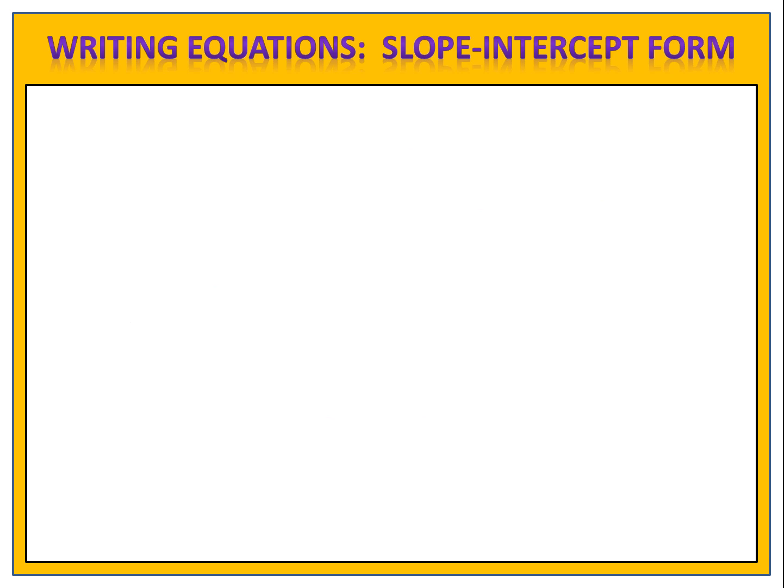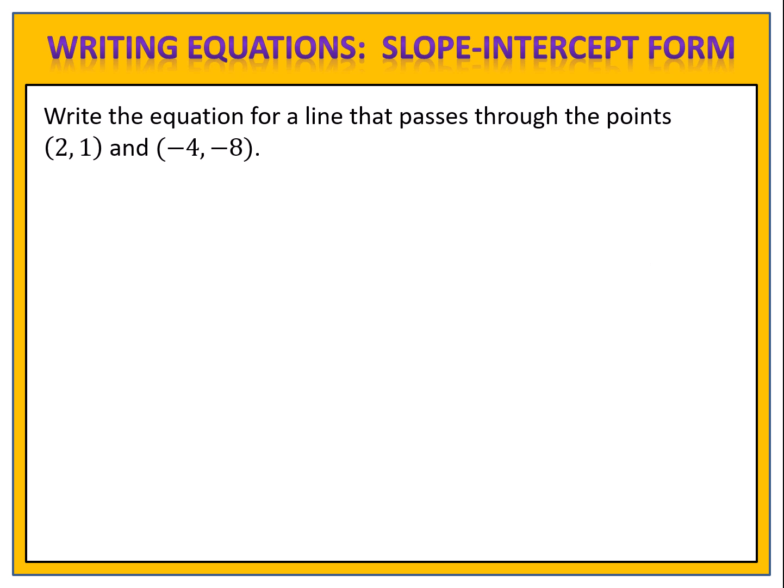Here's an example for you to try. Can you write the equation for the line that passes through the points (2, 1) and (-4, -8)? Remember to write your equation in slope-intercept form, y = mx + b. Please pause the video here and come back when you're ready to check your answer. Let's see how you did.